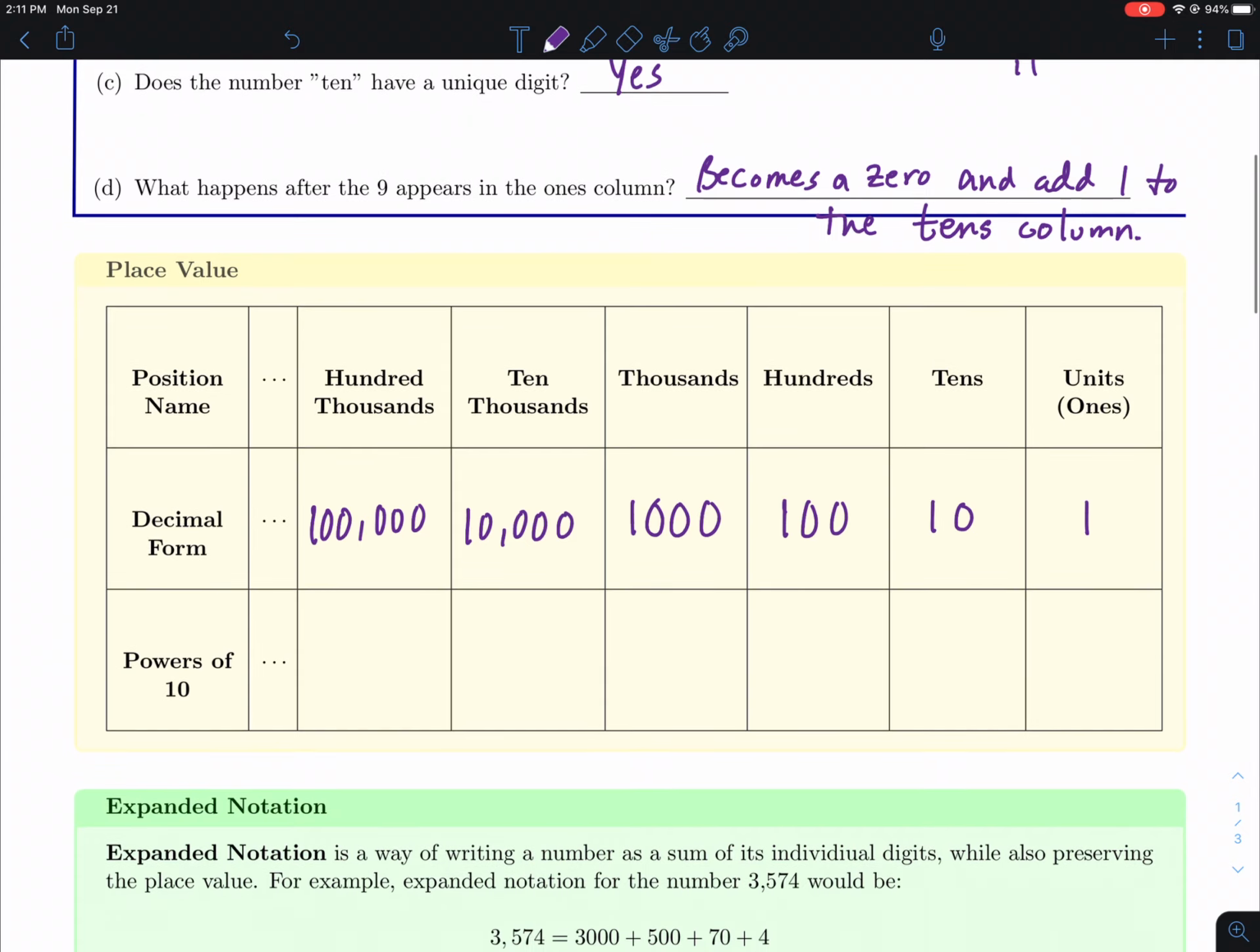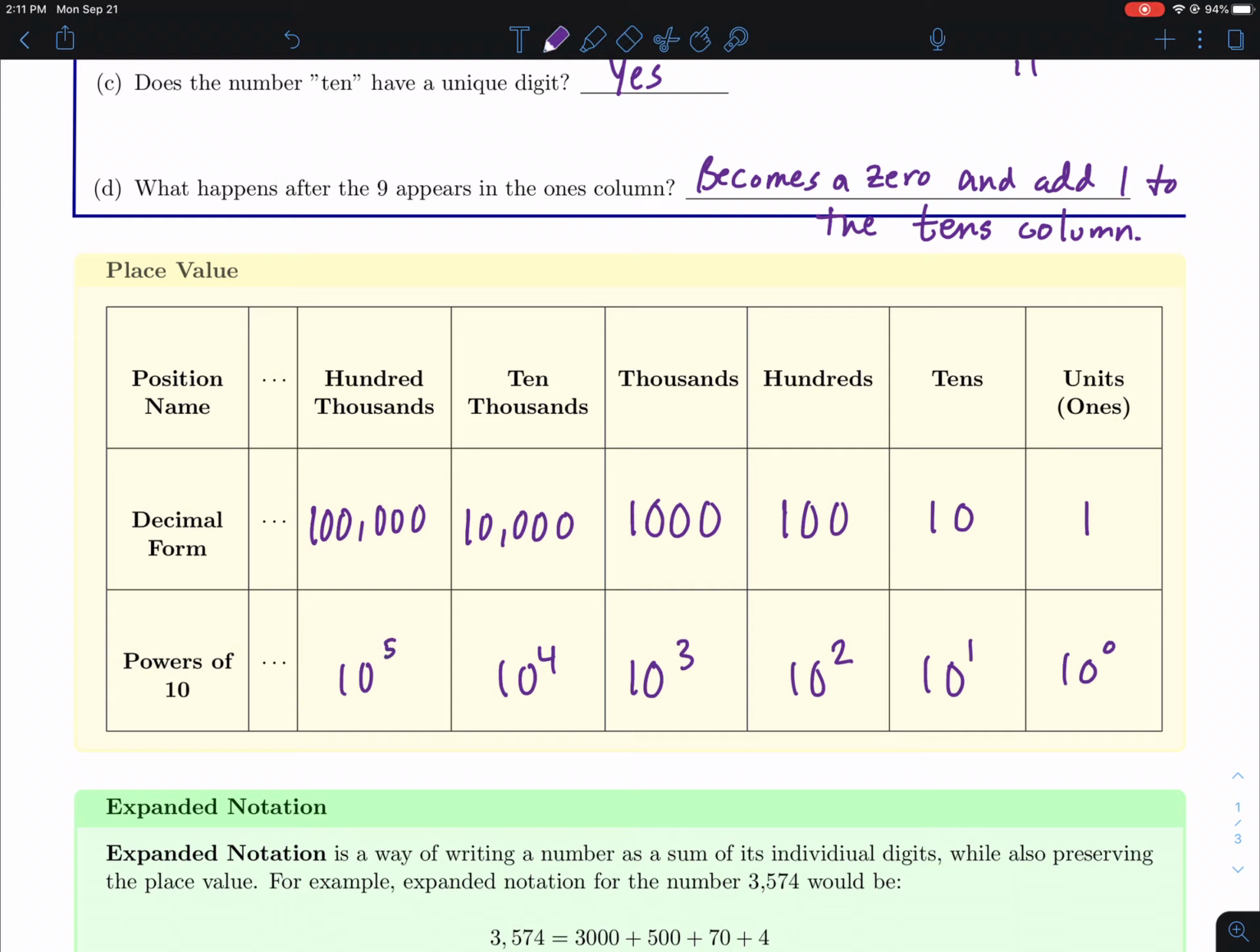And so in powers of 10 form, since this is our base 10 number system, everything is going to be a power of 10 raised to some exponent. If we remember from last time, our exponent rules, anything raised to the 0 power is 1. So if we want to get that 1, we have to take 10 and raise it to 0. For 10, it would just be 10 to the 1. Hundreds, we'd get 10 to the second. Thousands, 10 to the third. Ten thousands, 10 to the fourth. And then finally, 100,000, we'd get 10 to the fifth in this case.